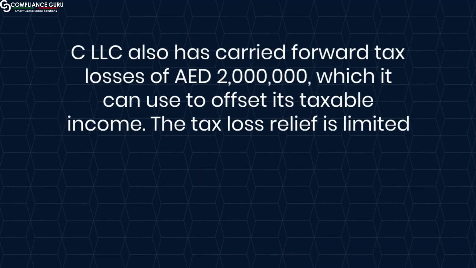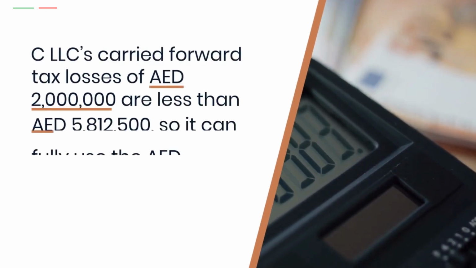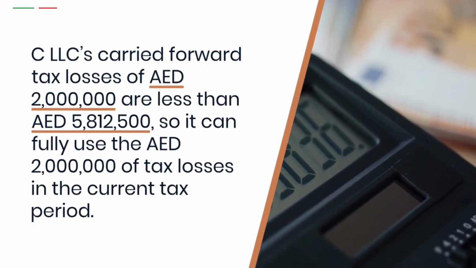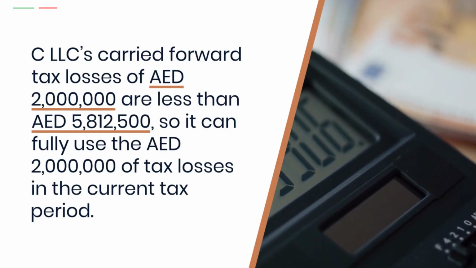Using carried forward tax losses. C LLC also has carried forward tax losses of AED 2 million, which it can use to offset its taxable income. The tax loss relief is limited to a maximum of 75% of the taxable income for the period. 75% of taxable income, AED 7,750,000 multiplied by 75% is equal to AED 5,812,500. C LLC's carried forward tax losses of AED 2 million are less than AED 5,812,500, so it can fully use the AED 2 million of tax losses in the current tax period.